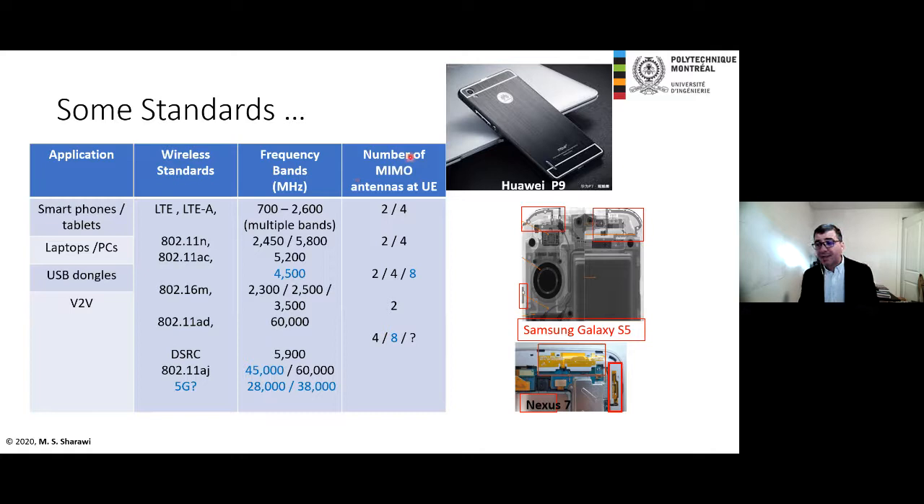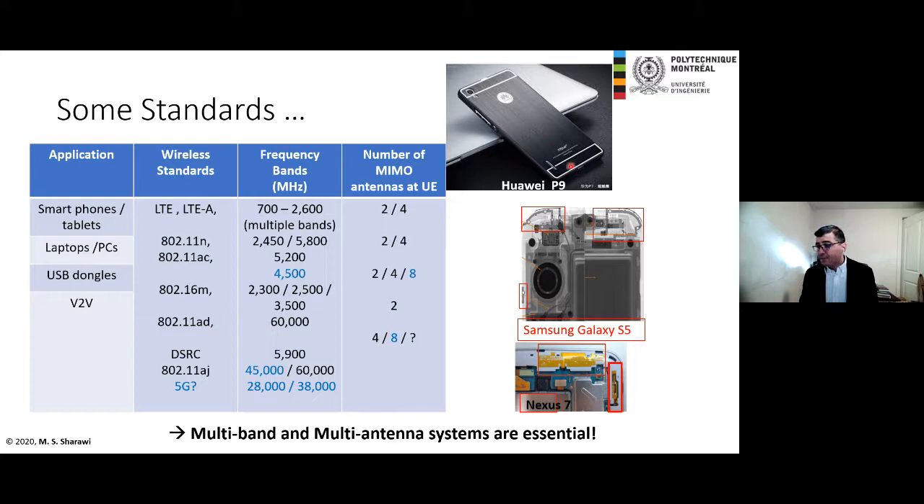And the number of antennas at the user terminal, they vary from 2 to 4 now. We can go up to 8 in certain applications. It's not yet used in commercial devices, but it has been tested in the lab. So you can see here that multiband and multi-antenna systems are essential for all future communication standards. And it's extremely important to be able to come up with these novel designs with practical implications.